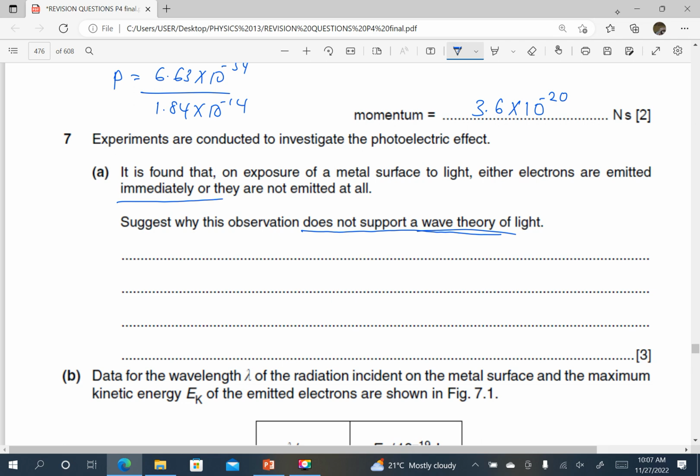The wave theory suggests that there is no need for instantaneous emission. Even though photons have a small amount of energy, the electron will absorb energy from different photons, and when the energy is enough, the electron will be ejected. But observations show that that does not happen. So for a wave theory, an electron can collect or accumulate energy.